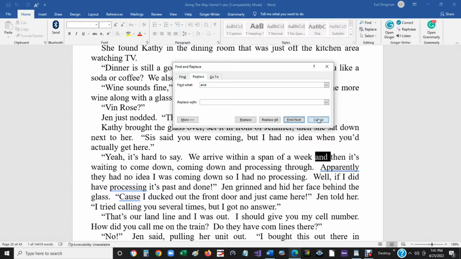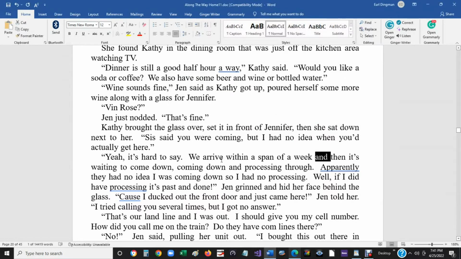"Jennifer grinned and hid her face behind the glass." That's the wine glass. "Because I ducked out the front door and just came here." "Jen's being cute," Jen told her. "I tried calling you several times, but I got no answer." Got's a bad word to use. Don't use got unless you're talking, unless it's a 4-year-old or a 5-year-old talking. "I got no time for you. I got none. I got no." Got's a bad word. So we're going to get rid of that whole sentence up there.